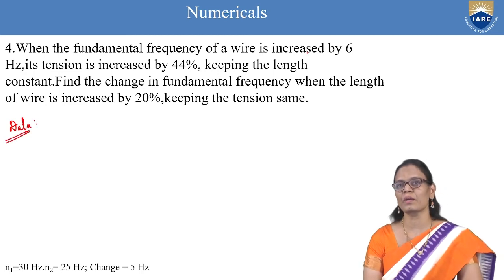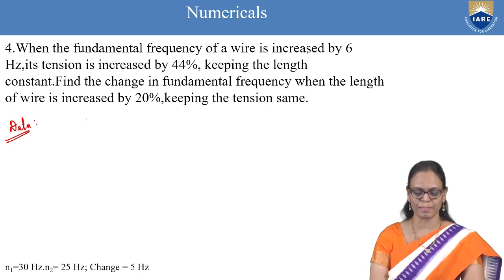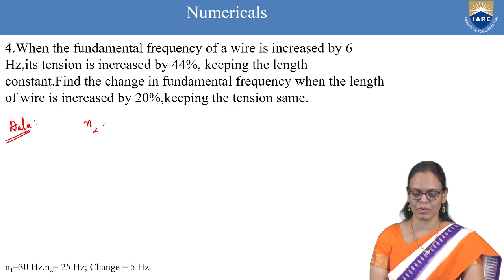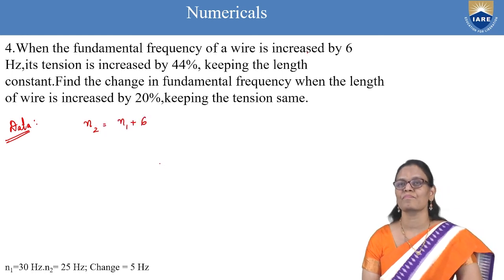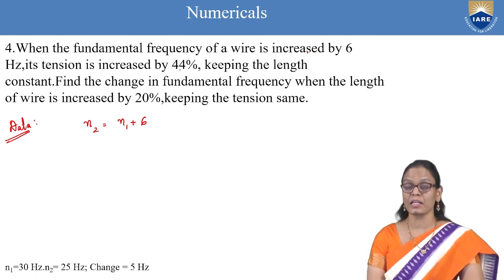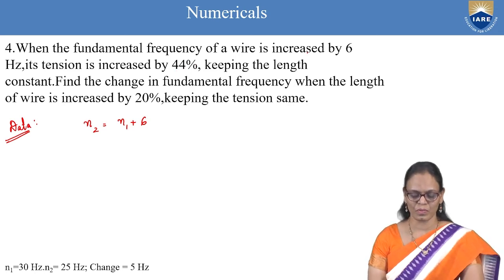The fundamental frequency of a wire is increased by 6 Hertz. So I can write N2 is equal to N1 plus 6. And the tension is increased by 44%. So T2 is equal to T1 plus 44% of T1.